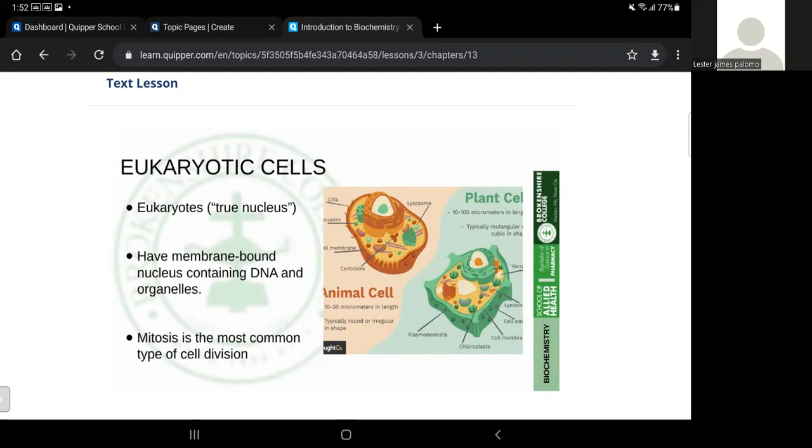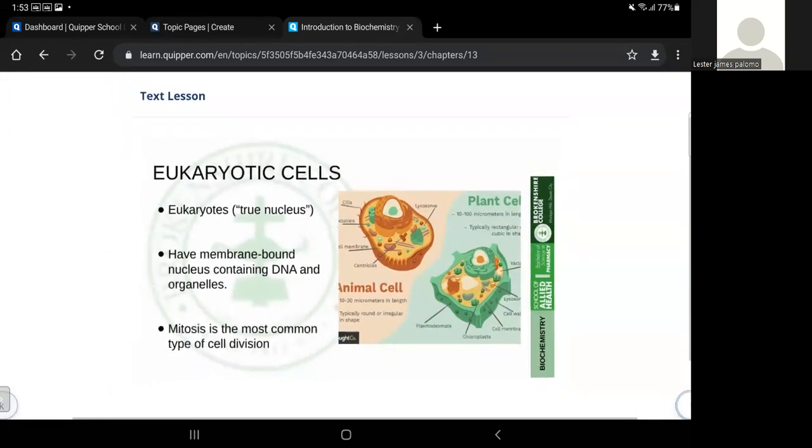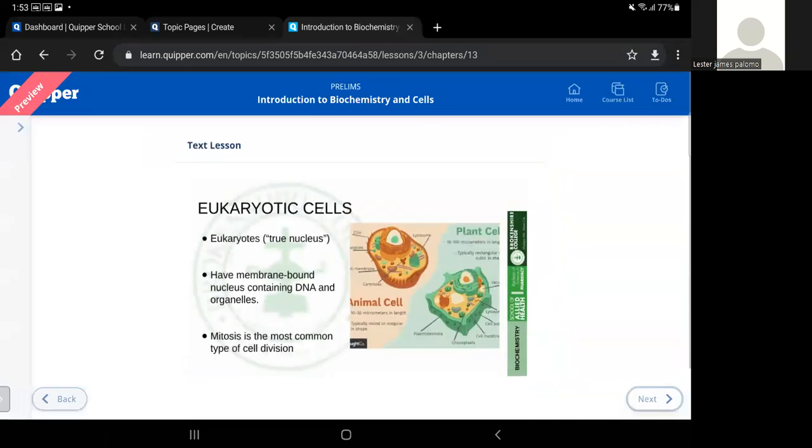What is our general code for mitosis? The stages of mitosis, what is our code or mnemonic? It's your P-MAT, right? Your prophase, metaphase, anaphase, and telophase. So those are the stages of mitosis of the cell.